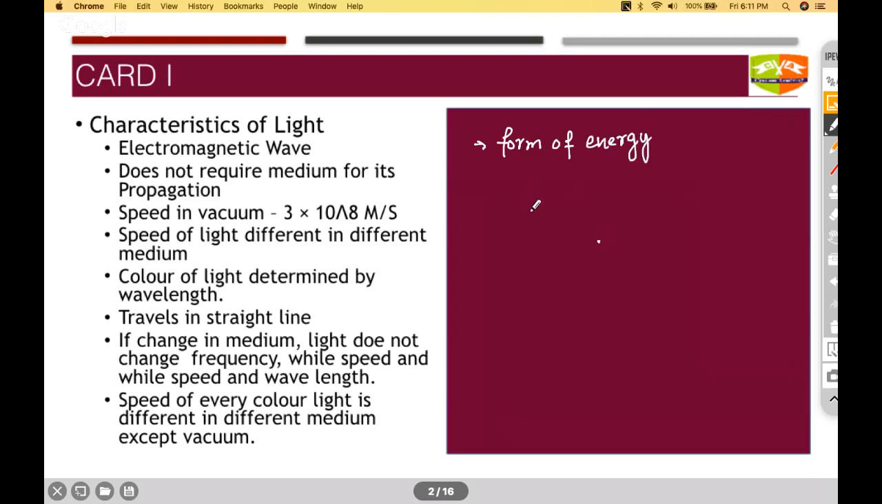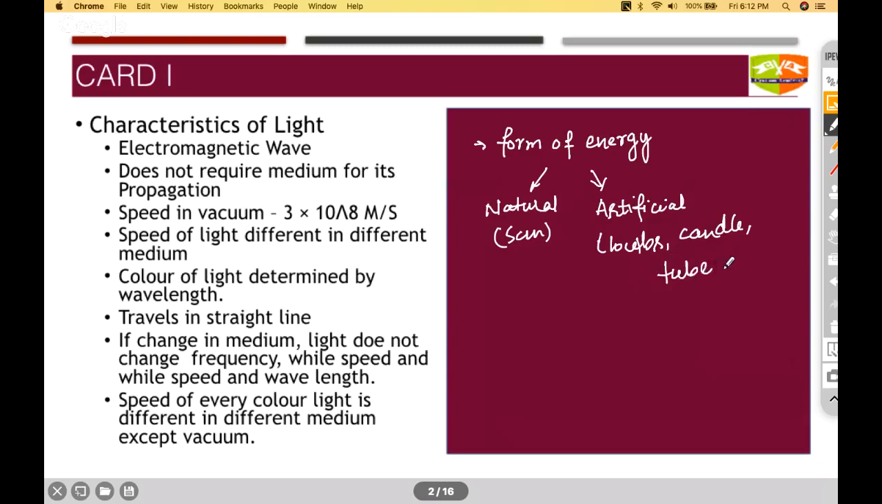Then if I talk about source of light, we have natural source of light, which is sun, and we have artificial source of light or man-made source of light. Which are your bulbs, you can say candle, or tube lights. So all these things.